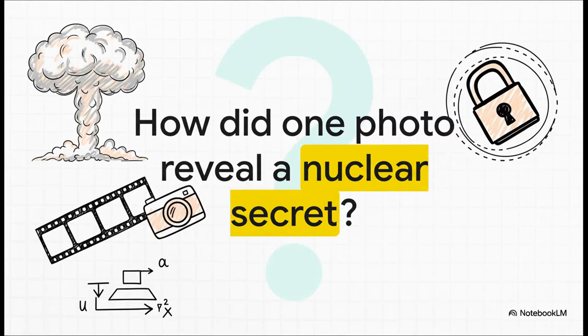Our story kicks off in 1945 with the Trinity atomic bomb test. Now, the amount of energy released by this terrifying new weapon, that was one of the most closely guarded state secrets in the entire world. The US government released a few photos, some film footage, but they kept all the crucial data under lock and key. Or so they thought.